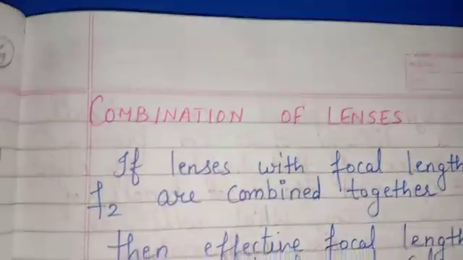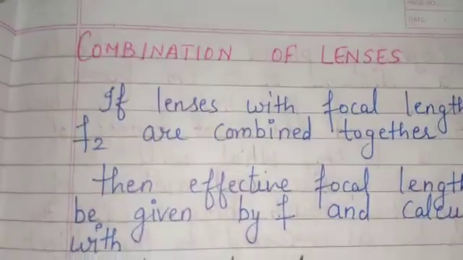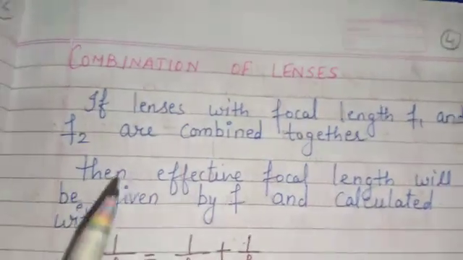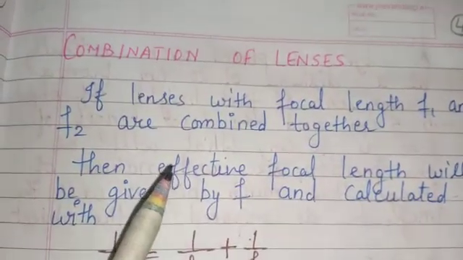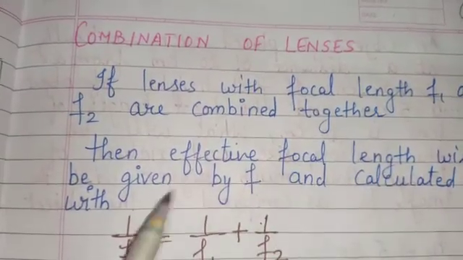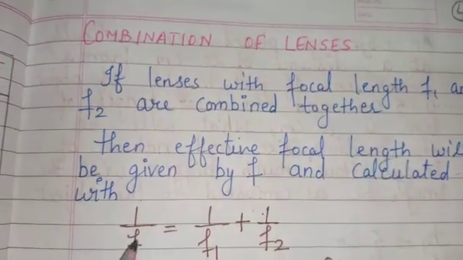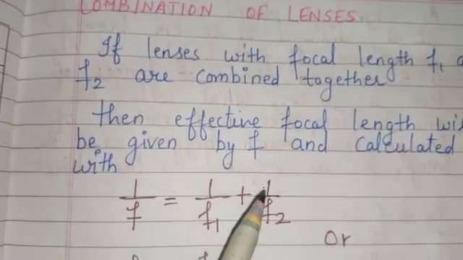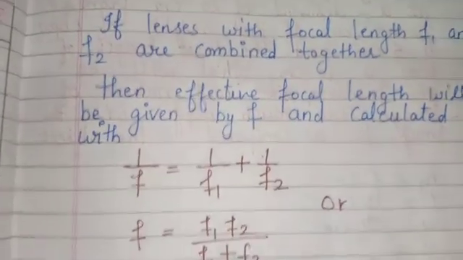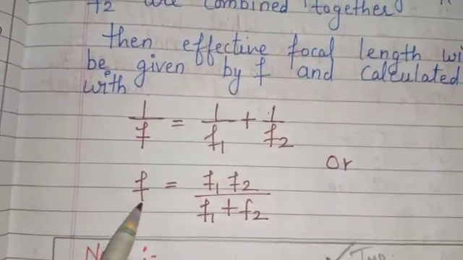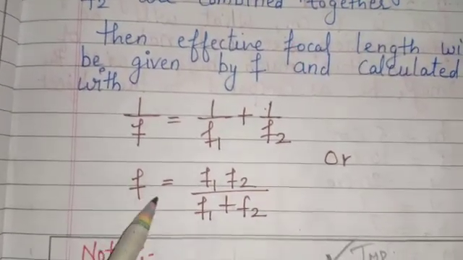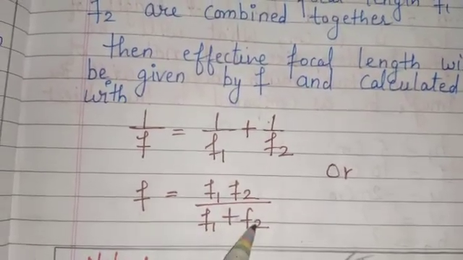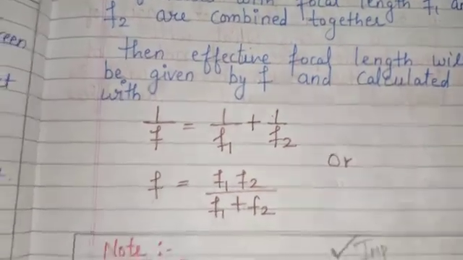Now next, what is a combination of lenses? The combination of lenses means when two lenses are combined together. If lenses with focal lengths f1 and f2 are combined together, then the effective focal length f is calculated with the formula 1 upon f is equal to 1 upon f1 plus 1 upon f2. Have you done that before? This is just a mathematical expression: the effective focal length will be the product f1 into f2 upon f1 plus f2. You can use this in numericals.